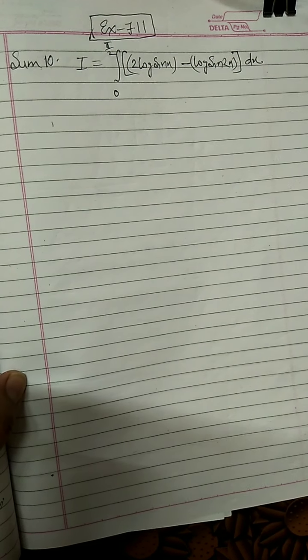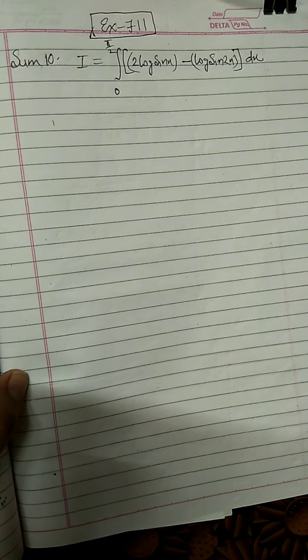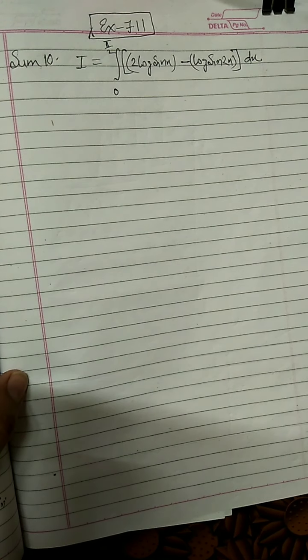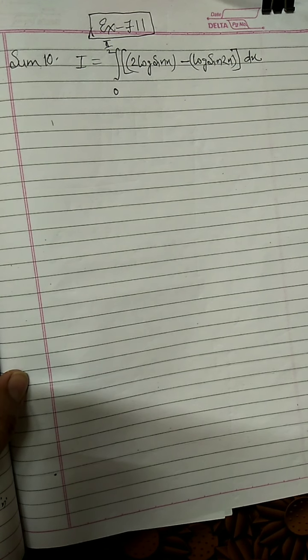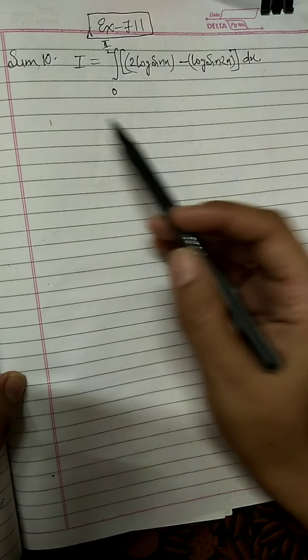Good morning, students. As we are doing exercise 7.11, this is the last class based on this, and here we will discuss one or two sums of this exercise which are left for us, and then we will move to our next miscellaneous exercise. So I have taken here sum number 10.